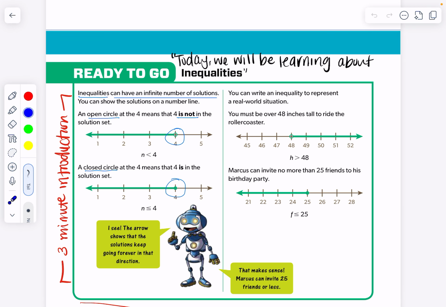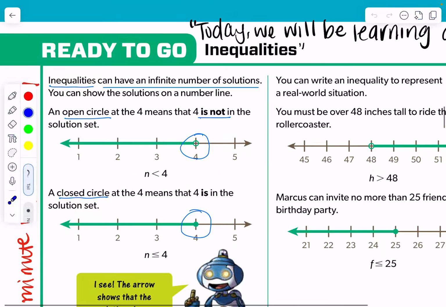And so we know that inequalities have an infinite number of solutions, and you can show the solutions on a number line two different ways. So, an open circle, just like this, tells us that the number that we are located at is not in the solution set. So, in this example, the open circle is at 4. And that means that 4 is not part of our solution set. It's not one of our answers.